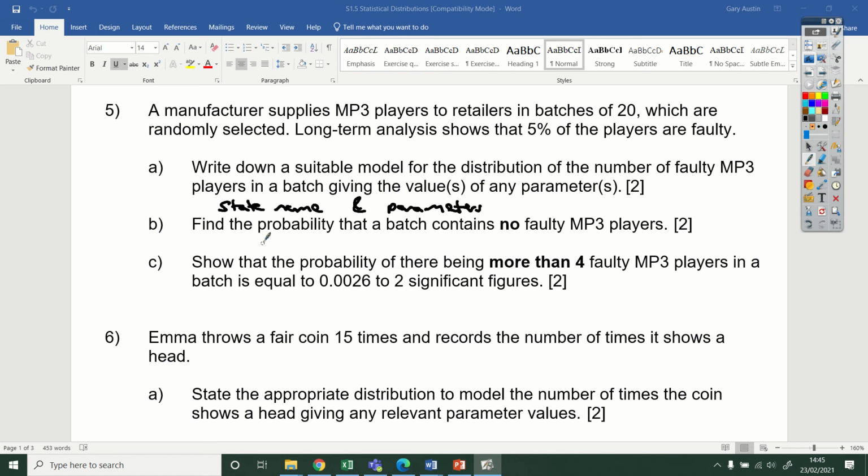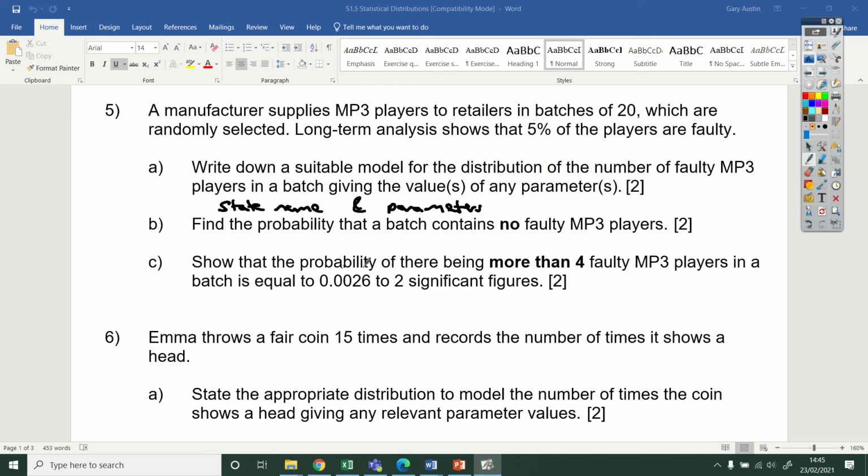Okay. Then it's a calculation question. Find the probability that a batch contains no faulty MP3 players, so none at all. It might be worth you writing down the formula that you're using to do that as a bit of practice, because that's an easy option there, so having no faults.